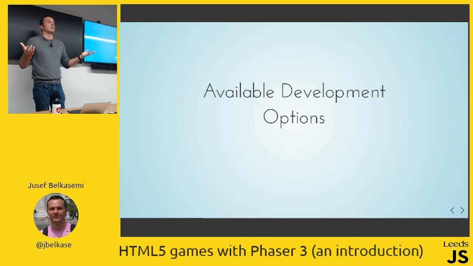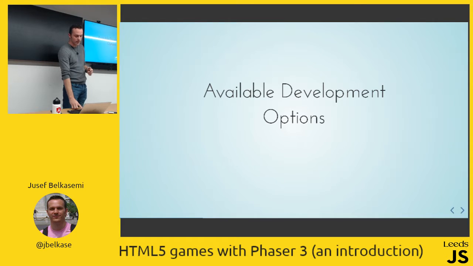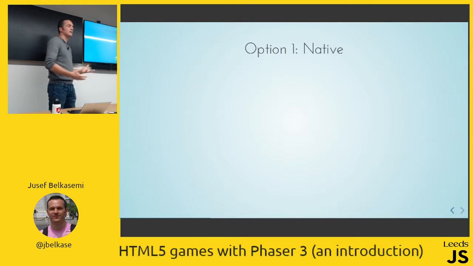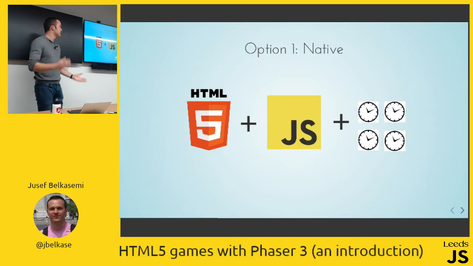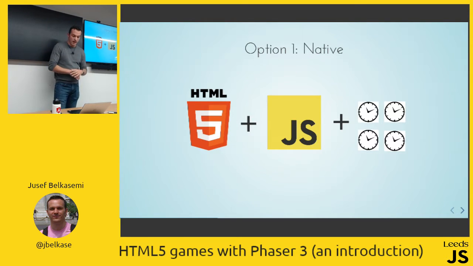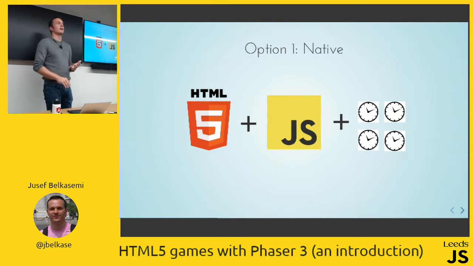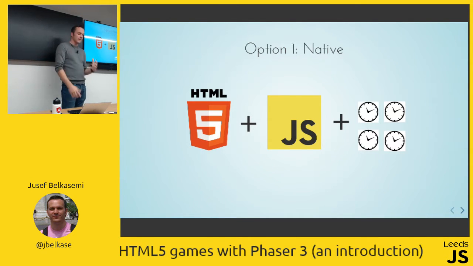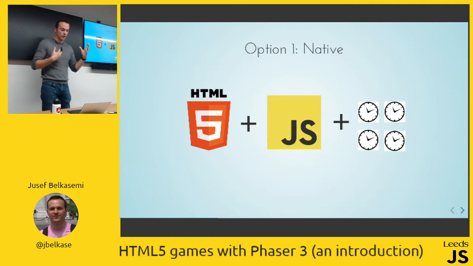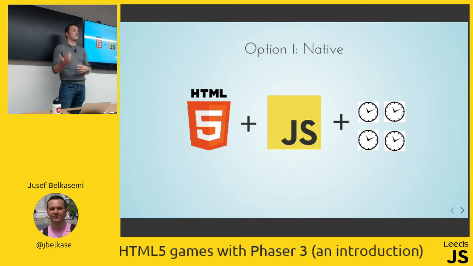Let's have a look at what the available options are for developing HTML5 games. There are really two main options. One, you can go native. You can use the native Canvas and WebGL APIs and just build your games. Obviously you will need quite a lot of time for that, because you will need to learn all the APIs behind it. You will need to implement your own physics engine, and you will need to consider quite a lot of different variations for browsers and different devices.